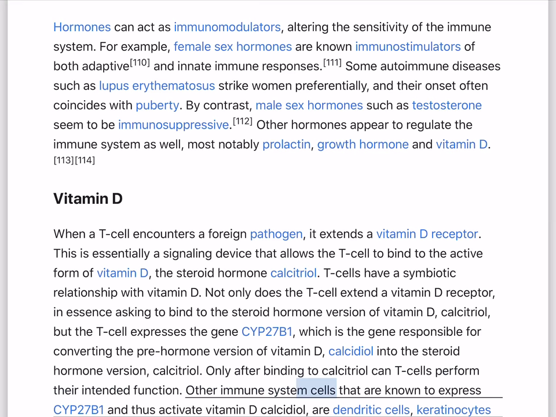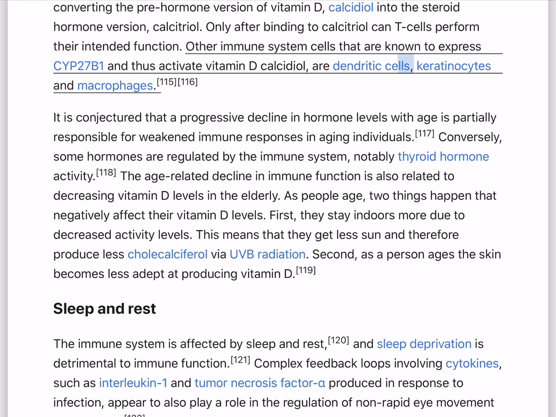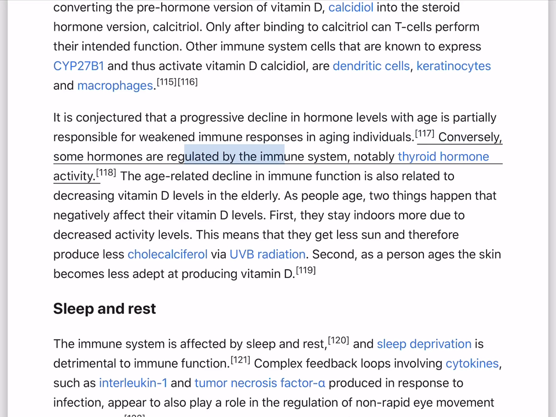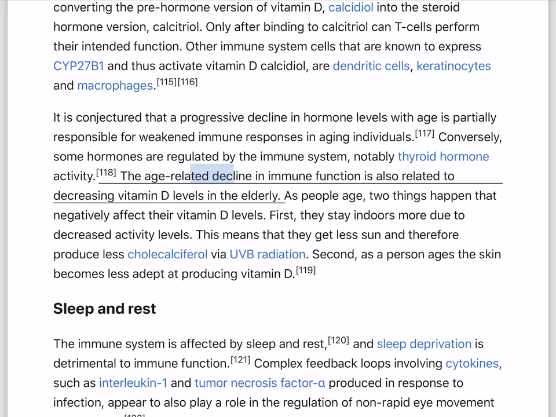Other immune system cells that are known to express CYP27B1 and thus activate vitamin D calcitriol are dendritic cells, keratinocytes, and macrophages. It is conjectured that a progressive decline in hormone levels with age is partially responsible for weakened immune responses in aging individuals. Conversely, some hormones are regulated by the immune system, notably thyroid hormone activity. The age-related decline in immune function is also related to decreasing vitamin D levels in the elderly.